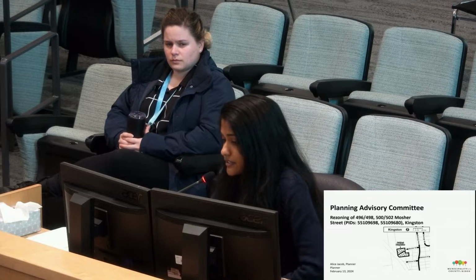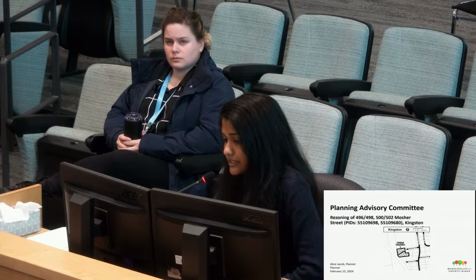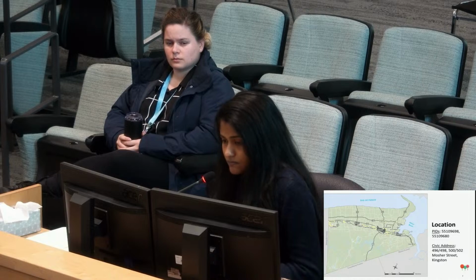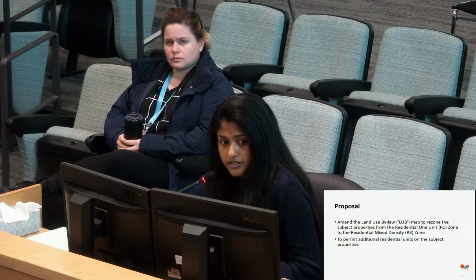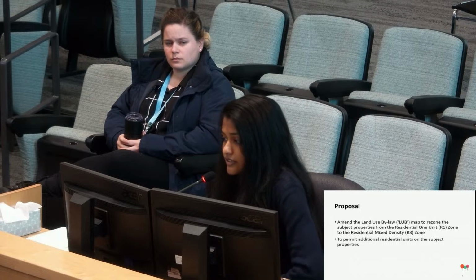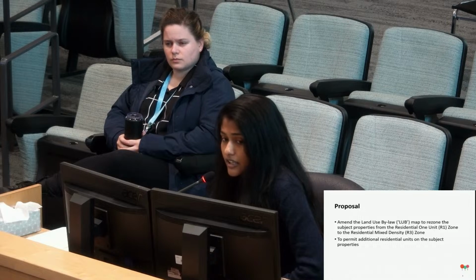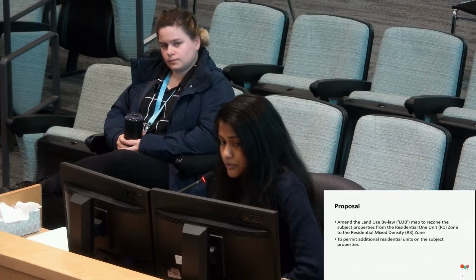This is a land use bylaw map amendment application to rezone 2 properties located at Mosher Street, Kingston. And that is the location of the subject properties within the growth center of Kingston. The proposal is to rezone the subject properties from the residential 1-unit zone, R1 zone, to the residential mixed density R3 zone in order to enable the development of additional residential units on the subject properties.